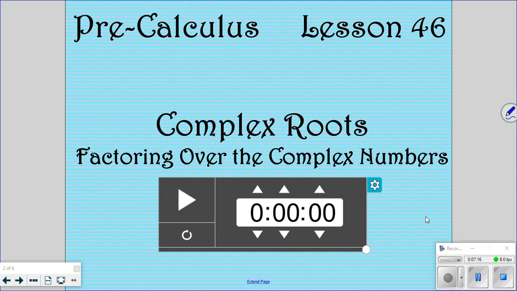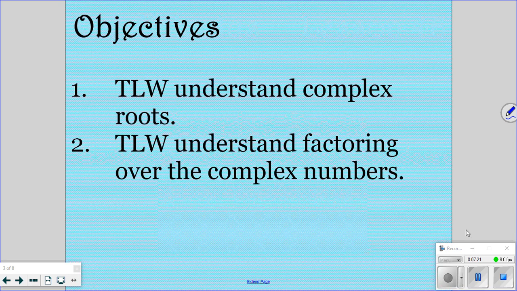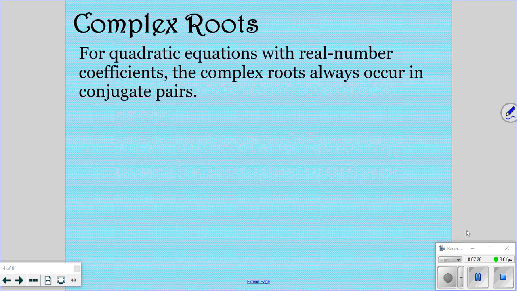So hopefully you'll understand complex roots and you'll understand how to factor over the complex numbers. So for quadratic equations that have real number coefficients, your complex roots are always going to occur in conjugate pairs. So remember, conjugates are like 1 plus 3i and 1 minus 3i, where the sign in the middle is changed. So if you have a complex root and one of them is 1 plus 3i, the other one is going to have to be 1 minus 3i, because they always happen in conjugate pairs.